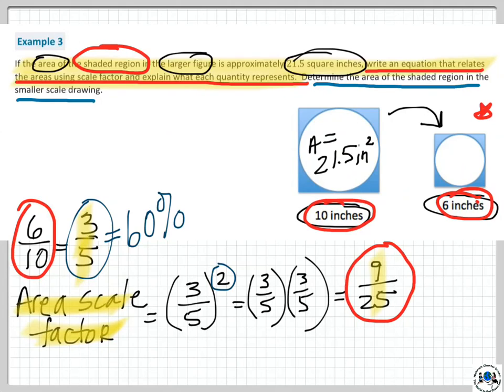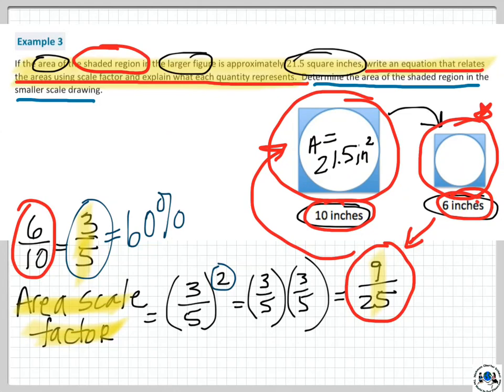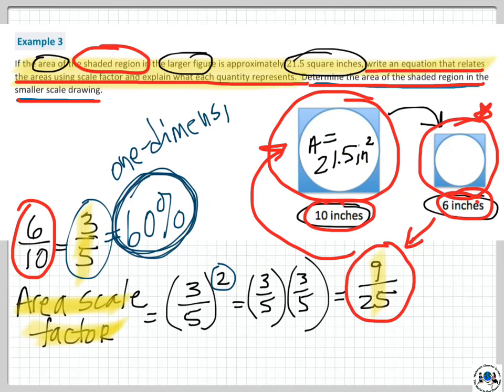So that means this small figure here is 9/25 of the larger drawing. The final question here is to determine the area of the shaded region in the smaller scale drawing. We could not have used the one-dimensional scale factor to determine that area. We needed to find this first, and now we can apply our 9/25 area scale factor and come up with the area of the shaded portion of the smaller figure.